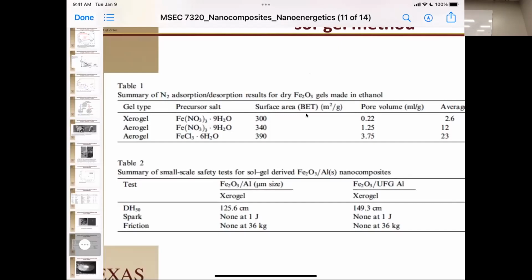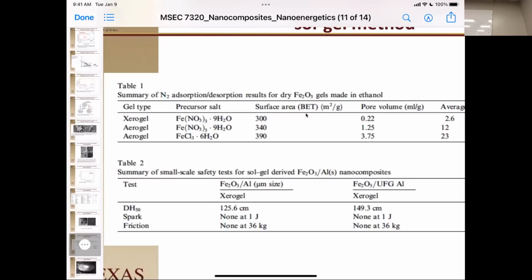And then when they took the zero gels, one with micron-sized aluminum and one with the ultra-fine grain, the nano aluminum, they saw that the safety of this actually had increased. DH stands for drop height 50, okay? So drop height 50 means that you drop a set of things, and if half of them blow up and half of them don't, that's the right height.